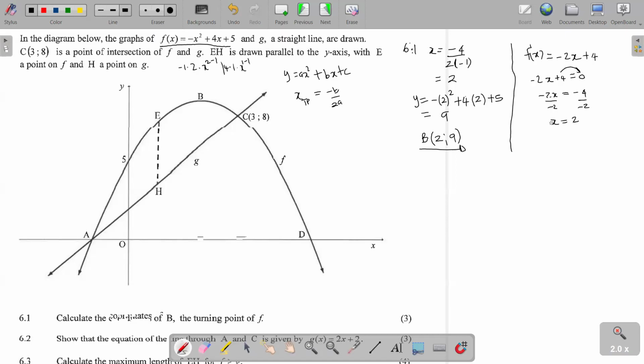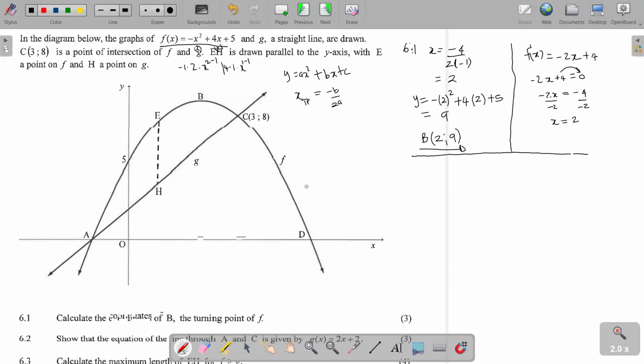Once we get x equal to 2, we are going to substitute that x value in the original function, meaning we have to put a 2 where there is another x there. So it will be negative 2 squared plus 4 times 2 plus 5. We'll realize that you get the same set of coordinates.